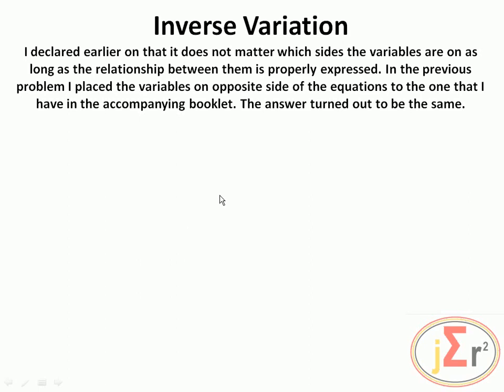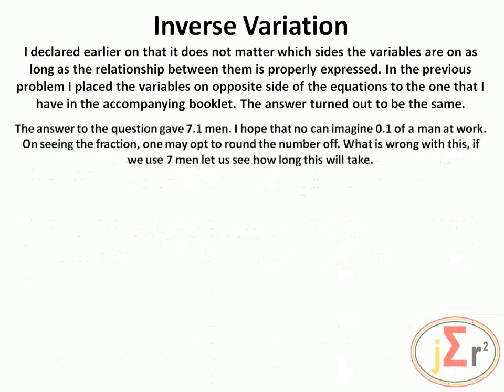Notice that the answer turned out to be the same. The answer that we got in the booklet is the same as the one presented on this slide. The answer to the question gave 7.1 men. I hope that no one can imagine 0.1 of a man at work. On seeing the fraction, one may opt to round the number off. What is wrong with this?